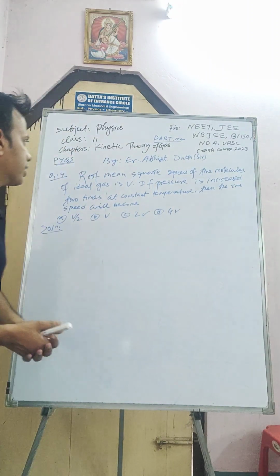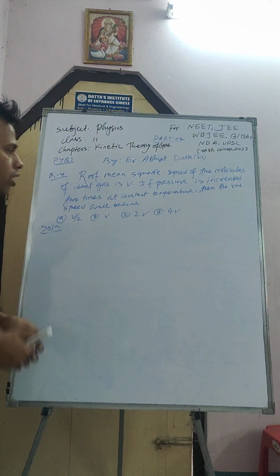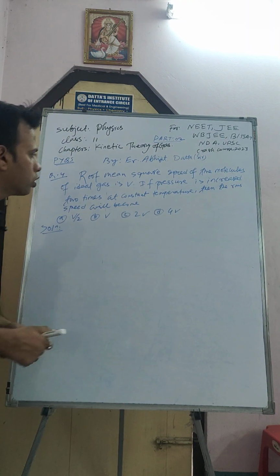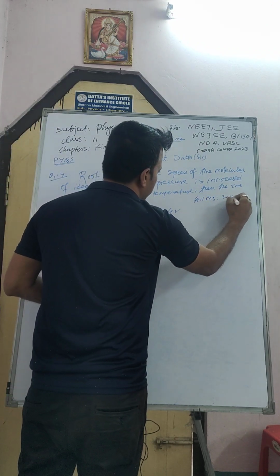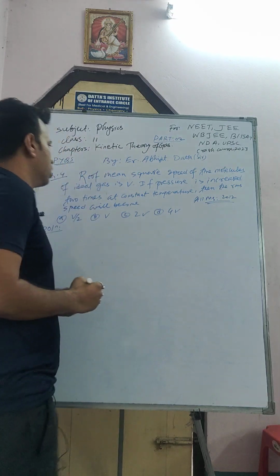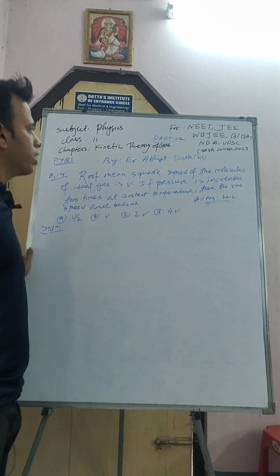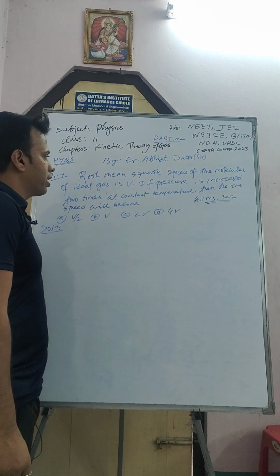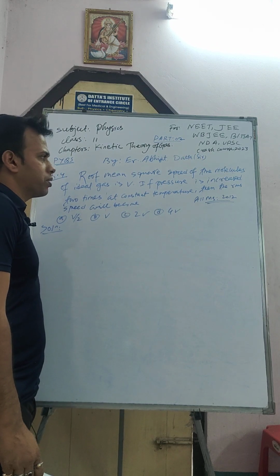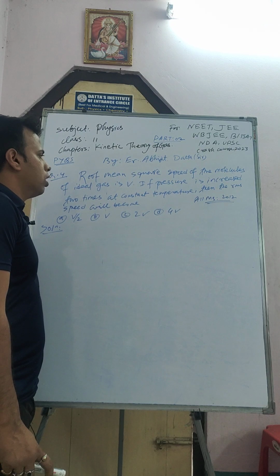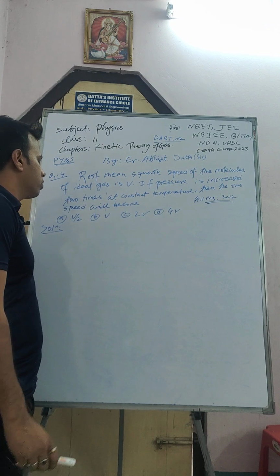So our next question is question number 4. This question also came in AIIMS 2012. The root mean square, that is RMS speed, of a molecule of an ideal gas is V. If the pressure is increased 2 times at constant temperature, what will the RMS speed be? We have to find out.